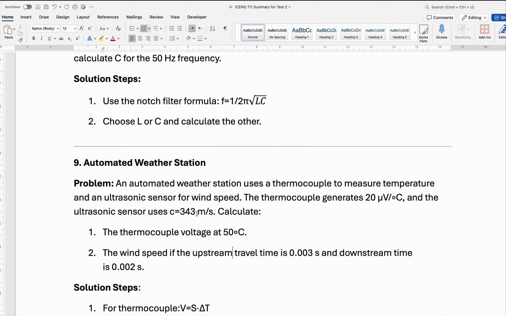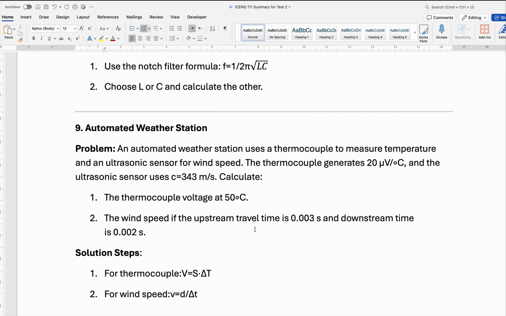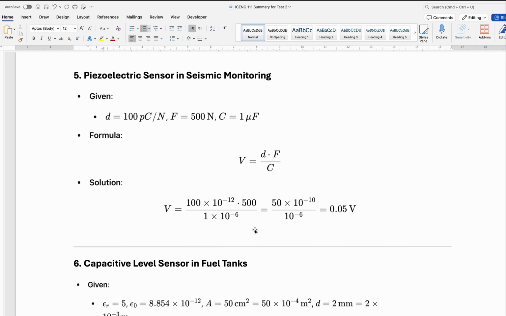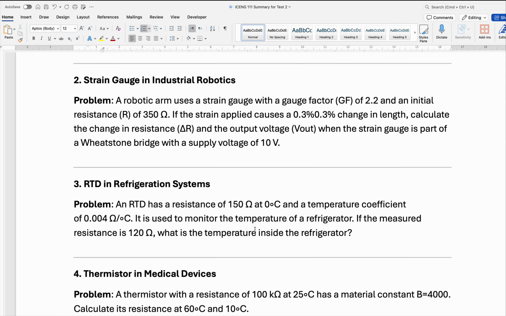It says C is equal to 343 meters per second. This is very confusing. So that was the speed of sound, and it was not the distance. Maybe from the speed of sound, I can identify the distance, which means that it went 0.003 and it came back 0.002. Still confusing, by the way, to be honest. So I will not consider this in the problem, because I feel that there's an error in this. Okay, so that's all.